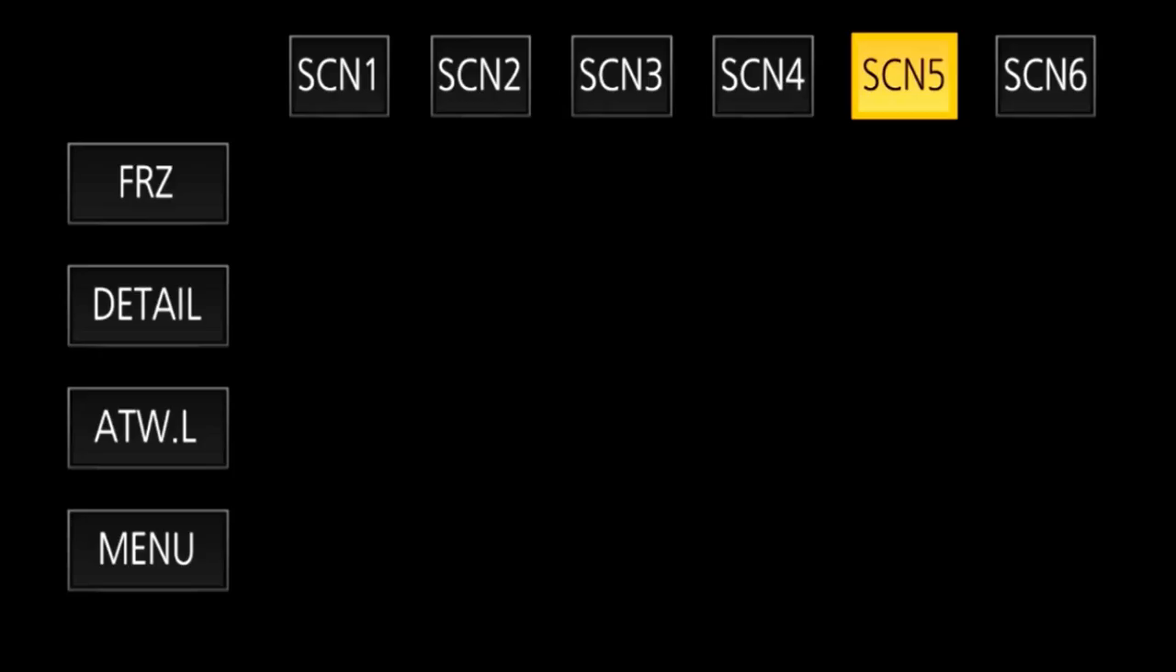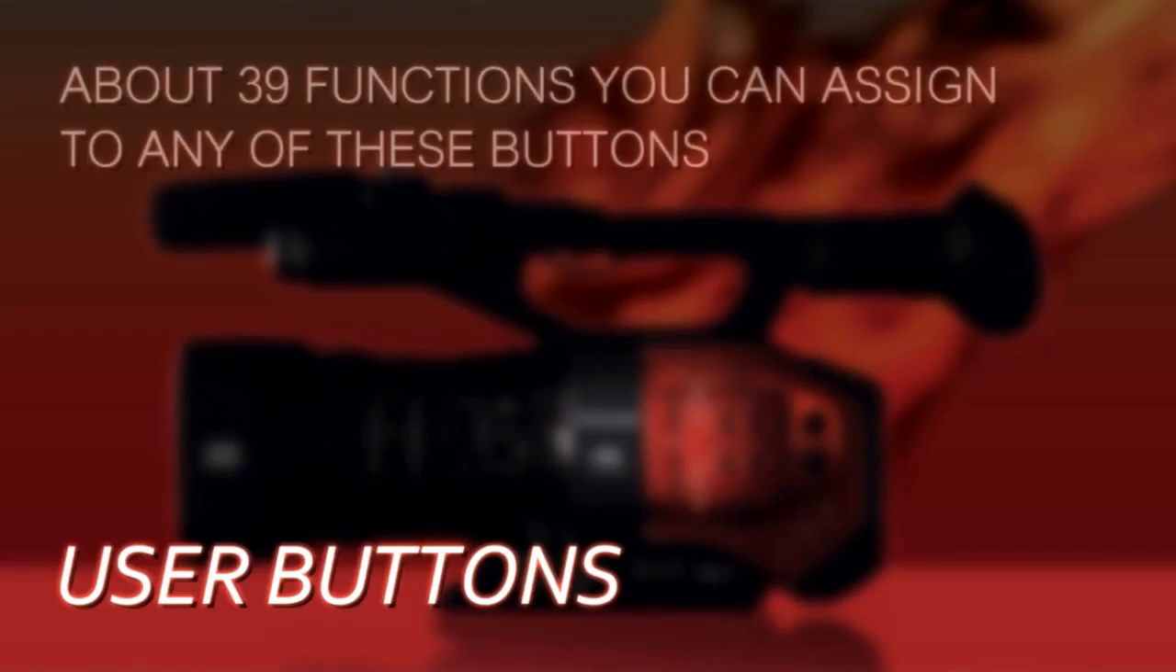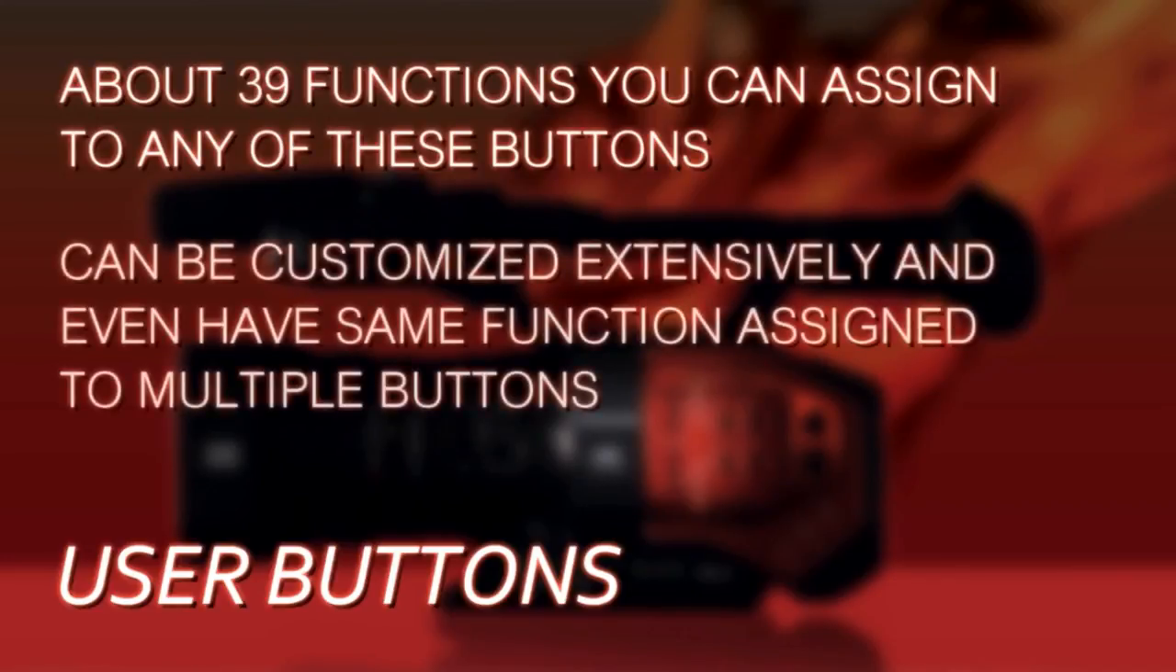And then you have 4 virtual buttons, which when you touch the LCD, they come up on the left side. Now having 12 user buttons gives you obviously a lot of ability to program and customize the camera. What can you program these user buttons to do? There are about 39 different functions that you can choose from. A tremendous amount of customizability here. Let's show you what they do and how you get at them.